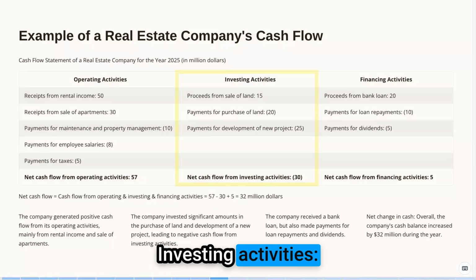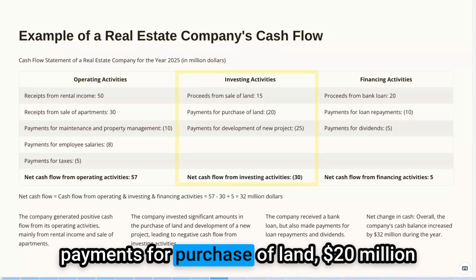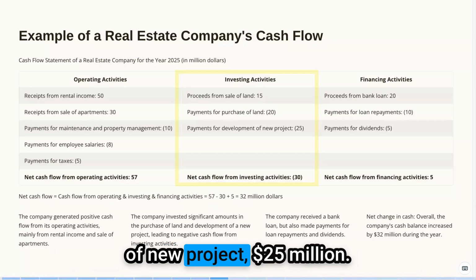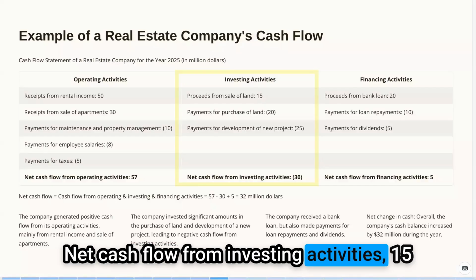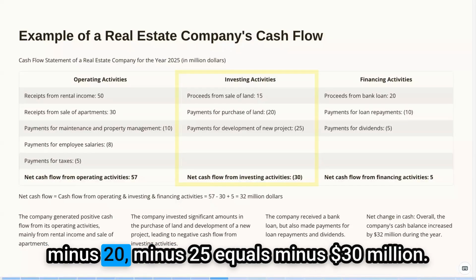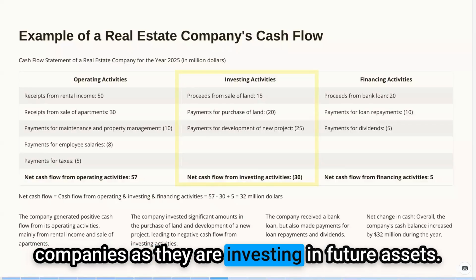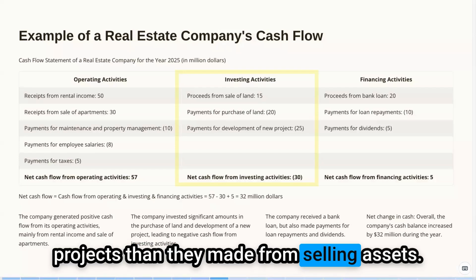Investing activities, proceeds from sale of land, $15 million. Payments for purchase of land, $20 million. Payments for development of new project, $25 million. Net cash flow from investing activities, 15 minus 20 minus 25 equals minus $30 million. This is negative, which is common for growing companies as they are investing in future assets. They spent more on buying land and developing projects than they made from selling assets.